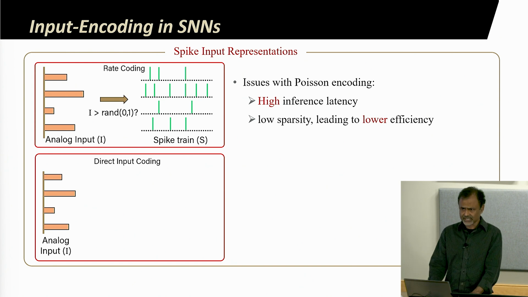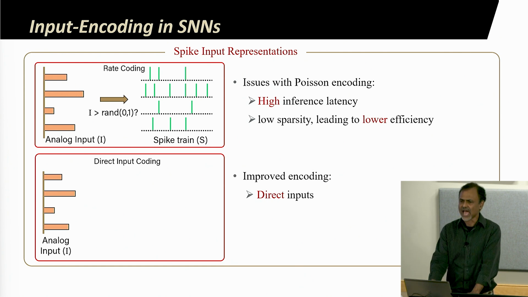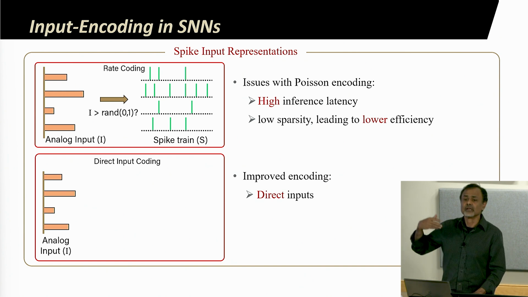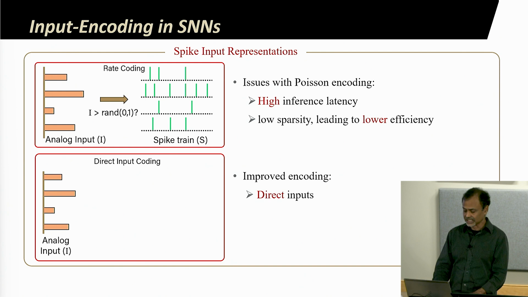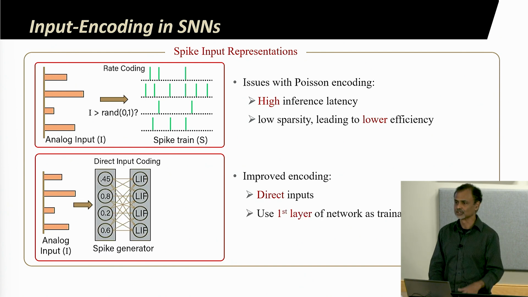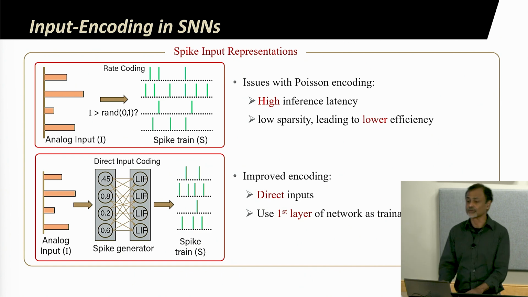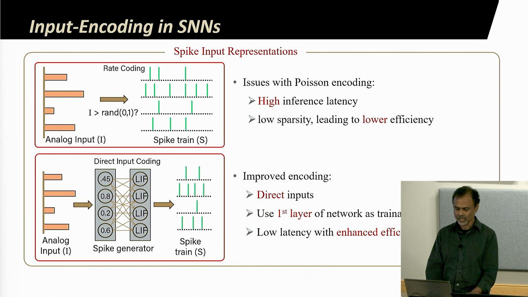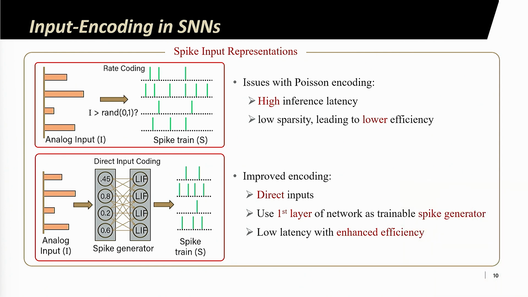It's also possible to use direct input encoding in the case of an SNN. So what would be a direct input encoding? One can have analog inputs coming to a spiking neural network. The first layer of the network is certainly going to get your inputs in terms of the analog values. Then the first layer, since it's a spiking network, is going to generate spikes. So the first layer of the network can be a spike generator, and if you do that, it would work much better in terms of energy efficiency. And of course, just because I'm doing these spike generators in the first layer of the network, one can show that you have much better latency and enhanced efficiency.